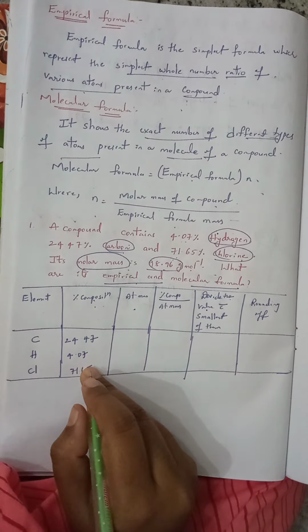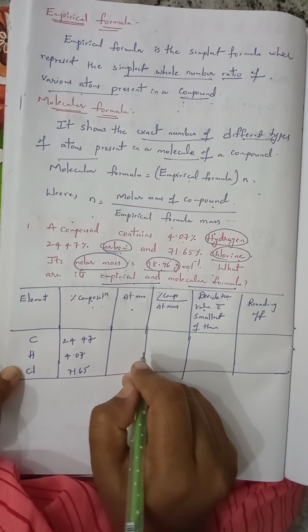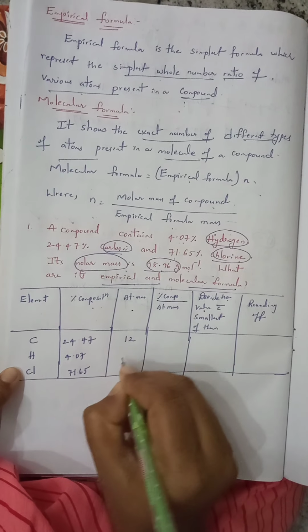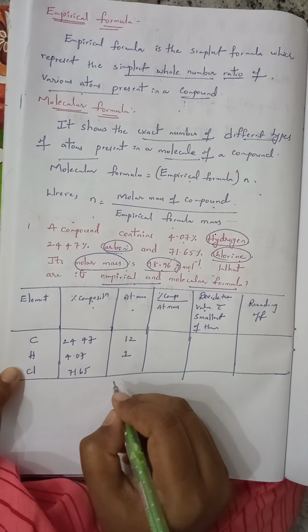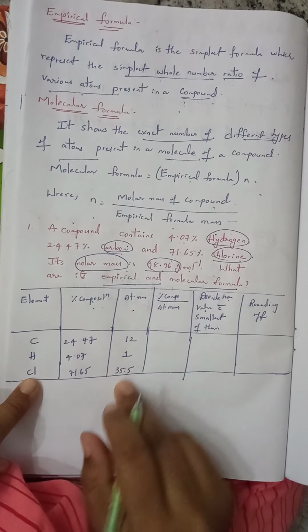We have all the percentage compositions. What do we write next? Atomic masses. The atomic mass of carbon you know, that is 12. Atomic mass of hydrogen is 1. Atomic mass of chlorine is 35.5. This we want to know.